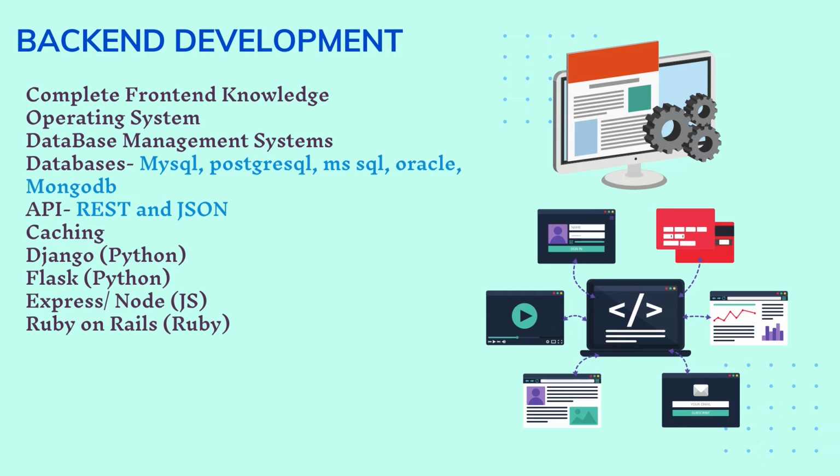database, that is MongoDB. Under API, it's important to learn REST and JSON. So REST API and JSON. Then it's important to learn caching. And finally, we learn a few frameworks: Django, which is written in Python. Flask, which is also written in Python. Django is a very strong framework used for building web apps. Then Express or Node.js. And finally, Ruby on Rails using Ruby. So this is the complete backend development.